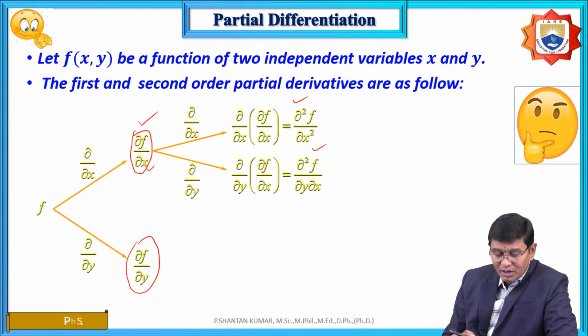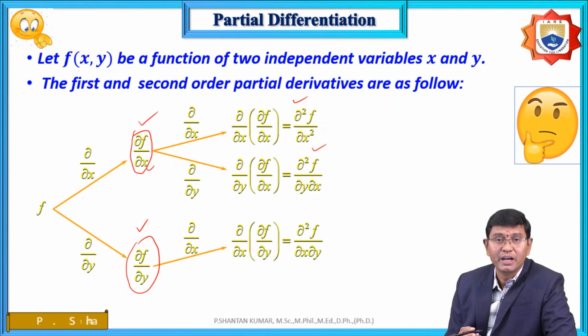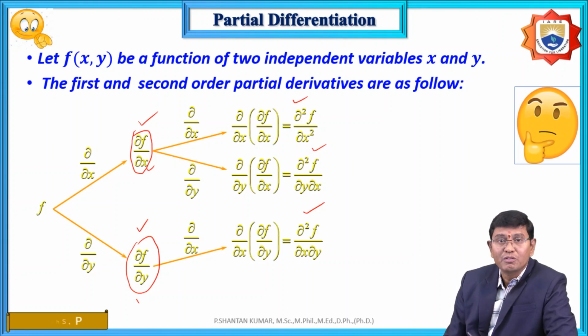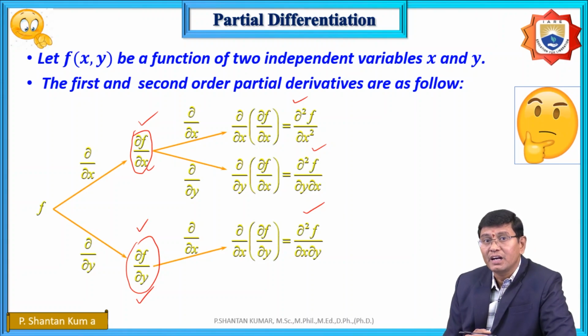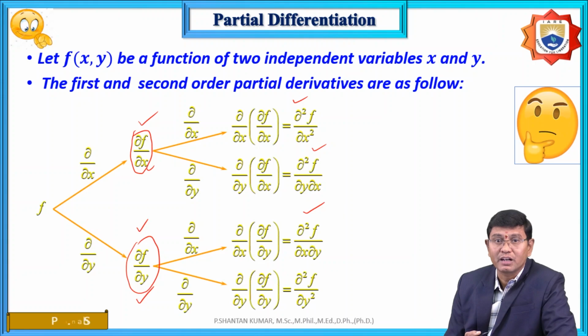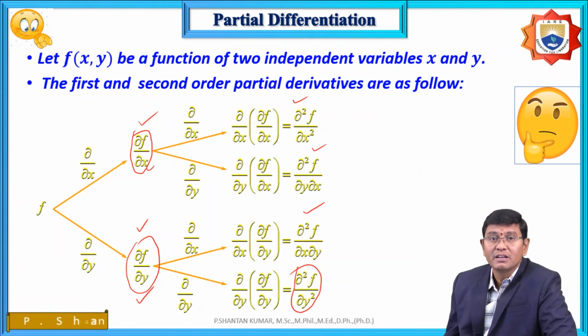And further, whatever we completed, that is ∂A/∂y, we differentiate further with respect to x. That means ∂²A/∂y∂x or ∂²A/∂x∂y. This is also a second order partial derivative under x, y. And finally, ∂A/∂y, again we differentiate with respect to y partially, and we obtain ∂²A/∂y². Therefore, these are the three different types of second order partial derivatives with respect to x and y.